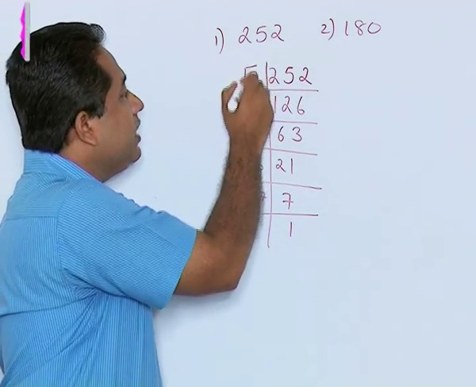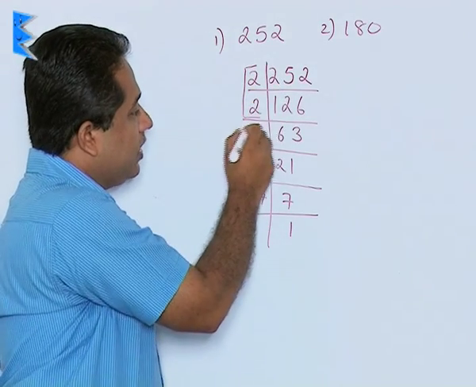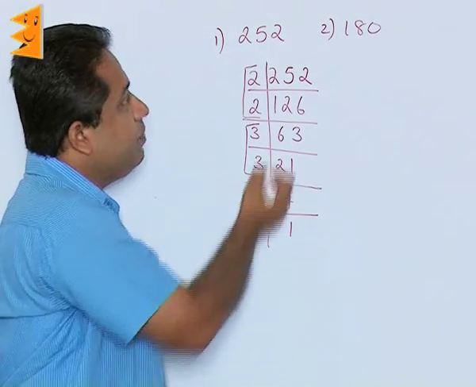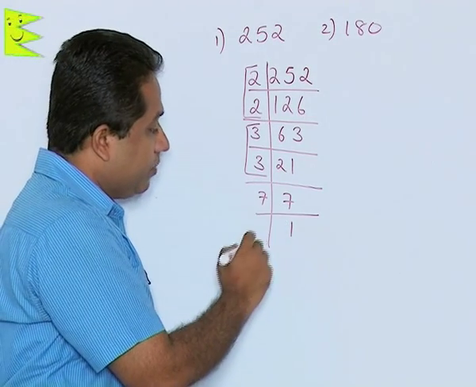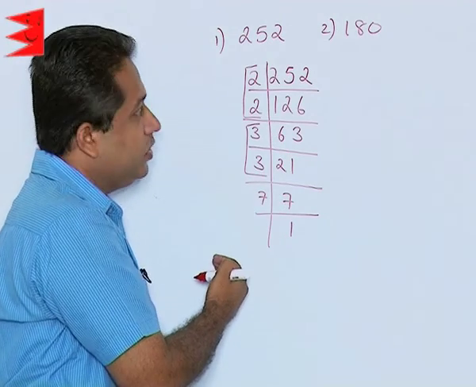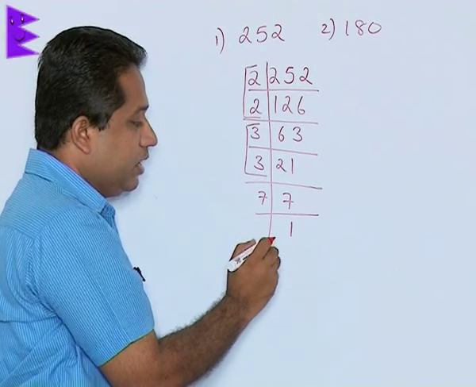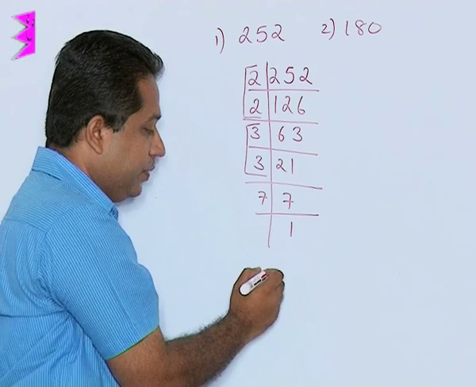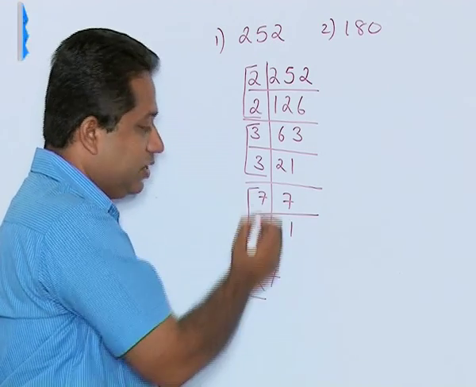Now here you find that there are two numbers which form a group, 2 and 2, and 3 and 3 is also forming a group, but this 7 is left alone. So that means 252 is not a perfect square. But we can make it a perfect square by supplying one more 7 or removing this 7. So if the question is what should be multiplied with 252 to make it a perfect square, the answer will be we have to multiply this by 7. Because when I multiply with 7, then I am going to get a group of 7 here.